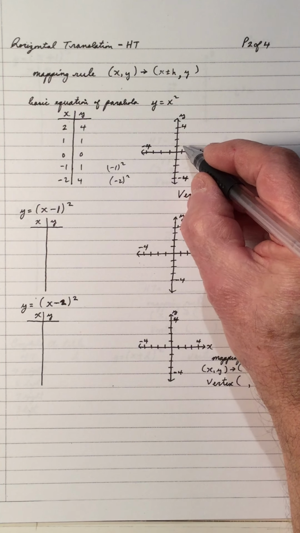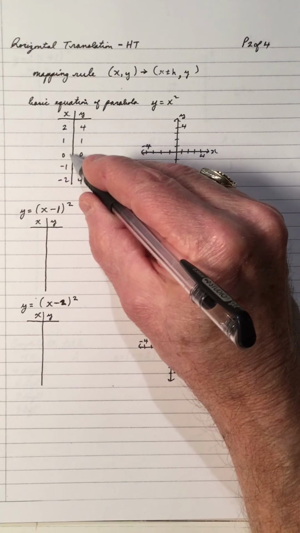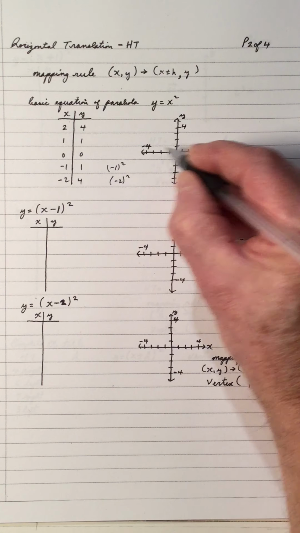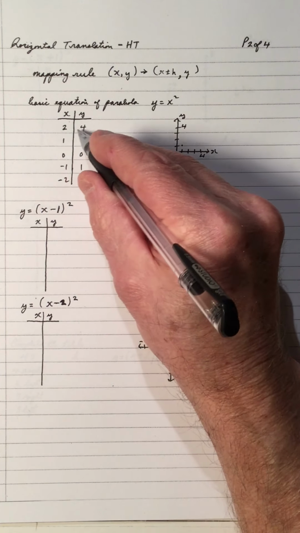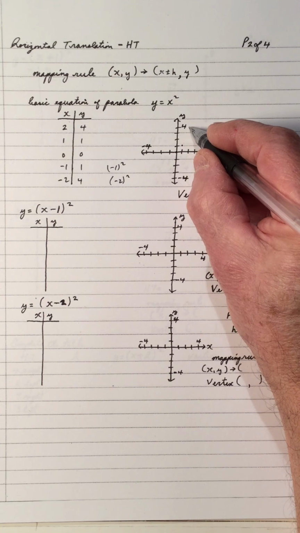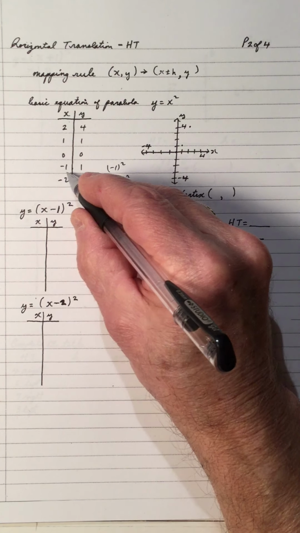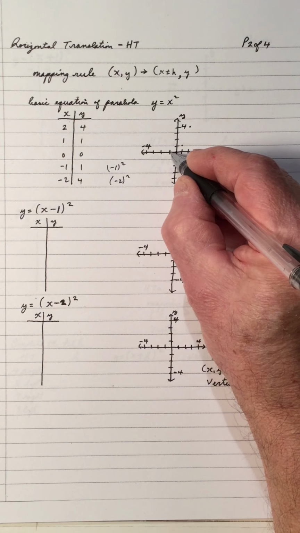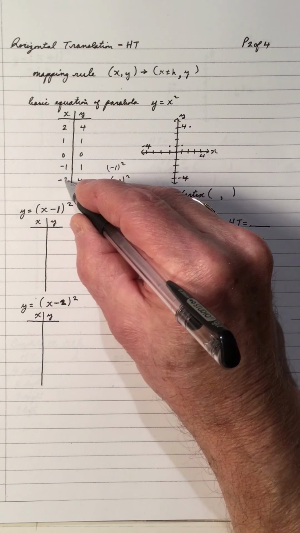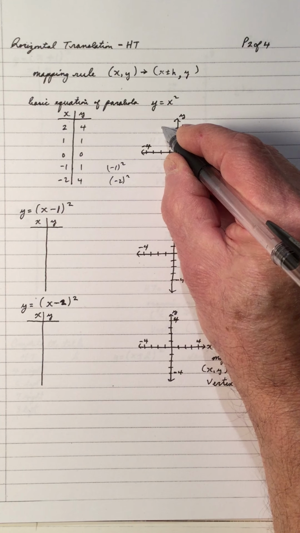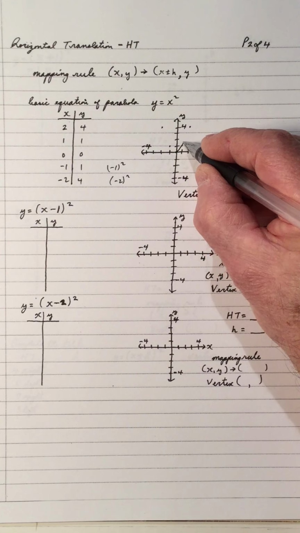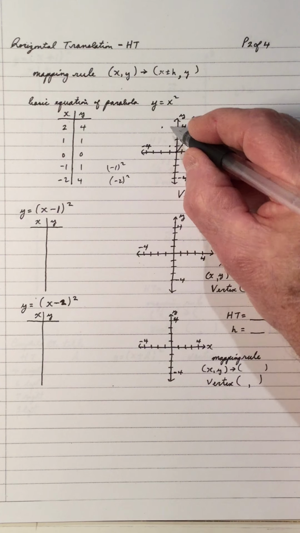So the vertex is (0, 0). 1 will give you a 1 on the y. A 2 on the x is 4 on the y. Negative 1x gives you 1y. Negative 2x gives you 4y. And notice we have a parabola.